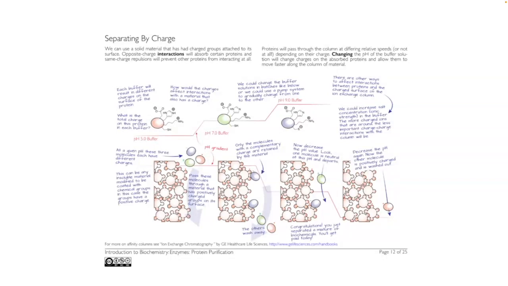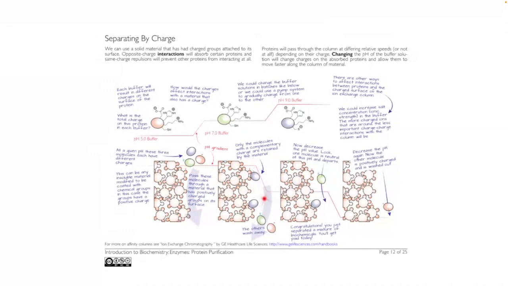So I put it through a column that has positive charges on it. Have I done this right? So it's positive at pH 5. It's just going to go right by. But the negatively charged protein is sticking. So maybe we should start at pH 9. So at pH 9, this protein is negatively charged and it is sticking.